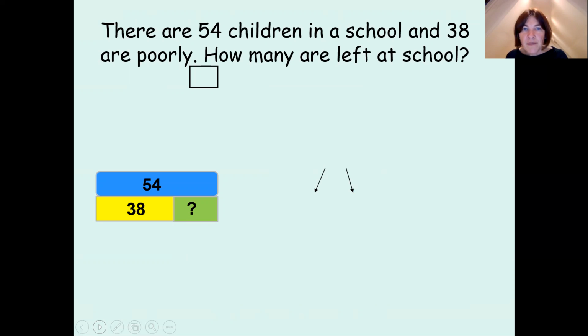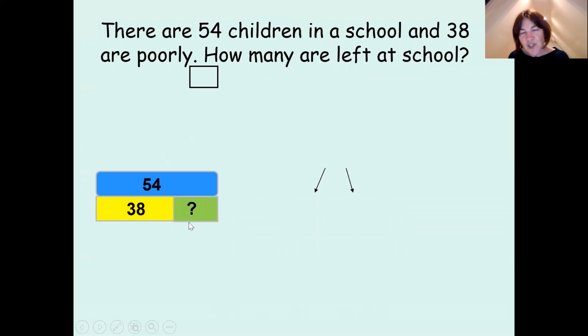Now here we've got a problem. So there are 54 children in a school and 38 are poorly. How many are left at school? So we might start by putting this into a bar model. I know the whole because the question says there are 54 children in a school, so the whole is the 54. One part of that whole is 38. 38 are poorly. What we've got to find is this other part.